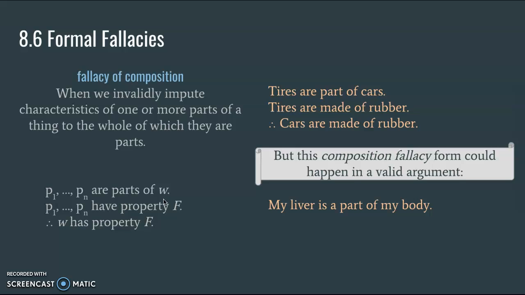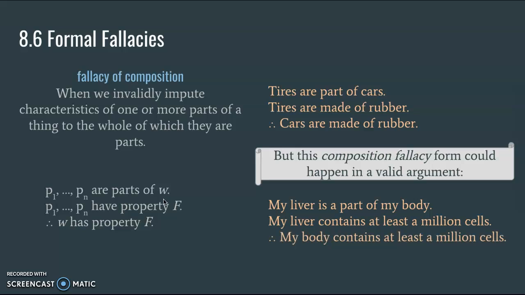So here's an example where it does work out fine. My liver is a part of my body. My liver contains at least 1 million cells. Therefore, my body contains at least 1 million cells. And that one seems to work out just fine. So the point is that this top argument commits the fallacy and it's invalid, at least if we're taking a surface level reading of it, right? It seems silly to say that cars are made of rubber. So it could be true that tires are part of cars, tires are made of rubber, and false that cars are made of rubber. On the bottom part, though, look, this is following that same sort of argument form, but it happens to be valid in this point.